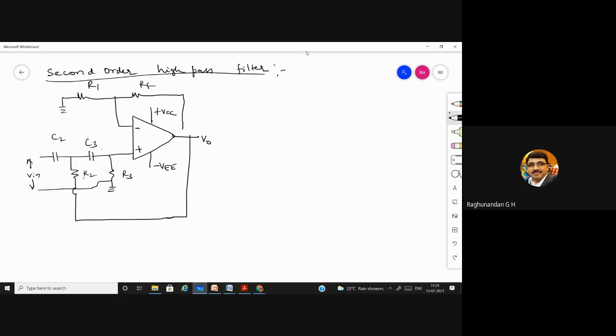The voltage gain equation is given by V naught by V in is equal to AF divided by root of 1 plus FL by F whole square. Oh, sorry, to the power of 4. So always for the second order it will be to the power of 4. Even if you have observed in the second order low pass filter, there also we were taking F by FH to the power of 4.